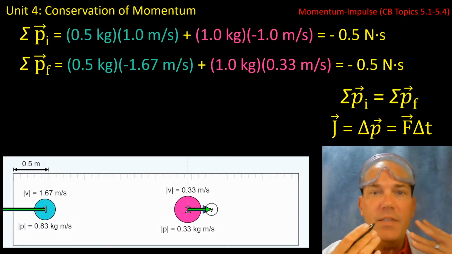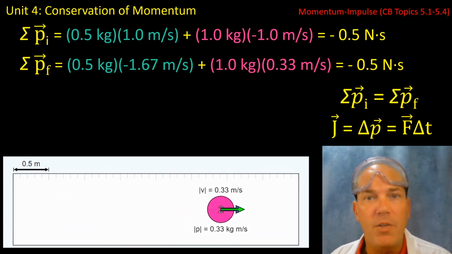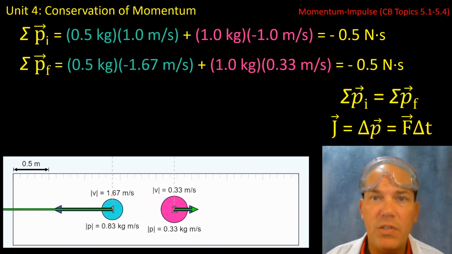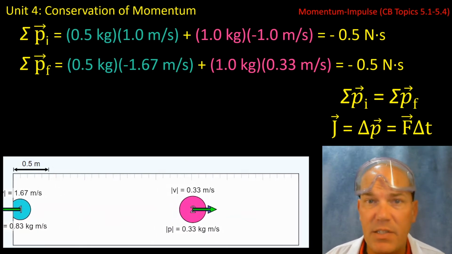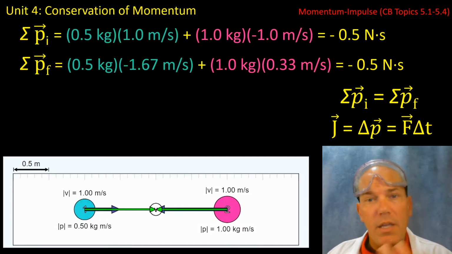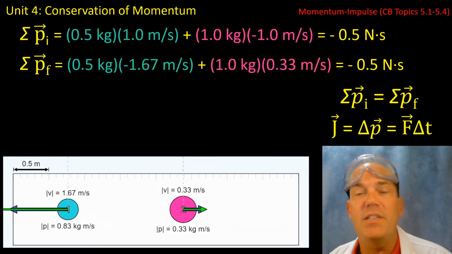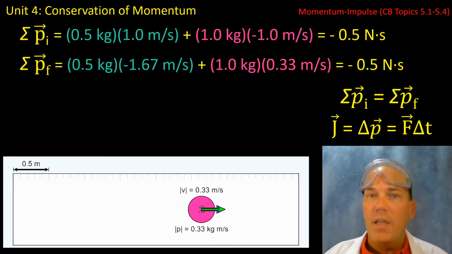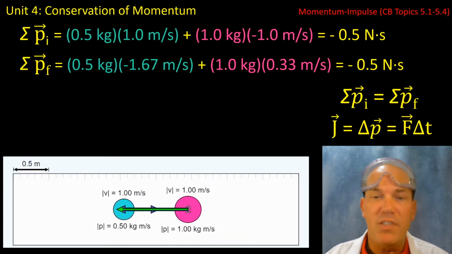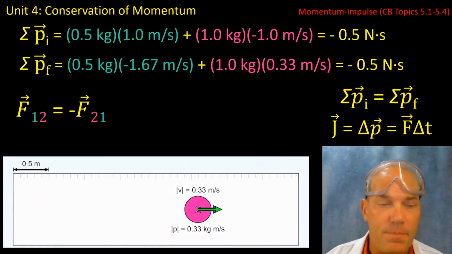So if we look at the sum of the initial momenta, which was -0.5 Newton seconds, and we understand that momentum is conserved within this isolated system, then the sum of the final momenta equals -0.5 Newton seconds as well. In other words, they are the same because momentum for the system is conserved. However, for the individual objects, they are not.